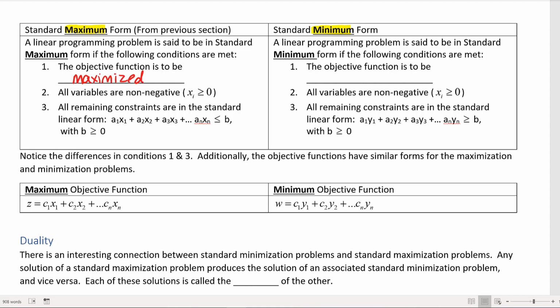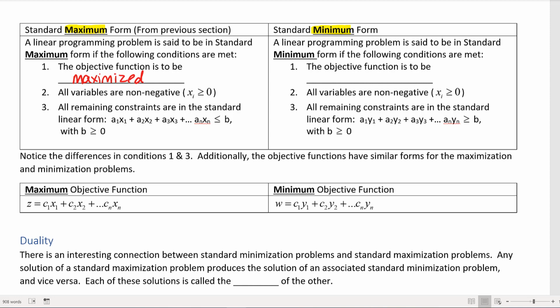Condition 2, all variables are non-negative. All x sub i are going to be greater than or equal to 0. Now the i means it could be anything, x sub 1, x sub 2, x sub 3, any index. Condition 3 says all remaining constraints are in the standard linear form. a sub 1, x sub 1, plus a sub 2, x sub 2, plus a sub 3, x sub 3, plus dot dot dot, plus a sub n, x sub n is less than or equal to b. Now those were the conditions that we already dealt with in the maximum form.